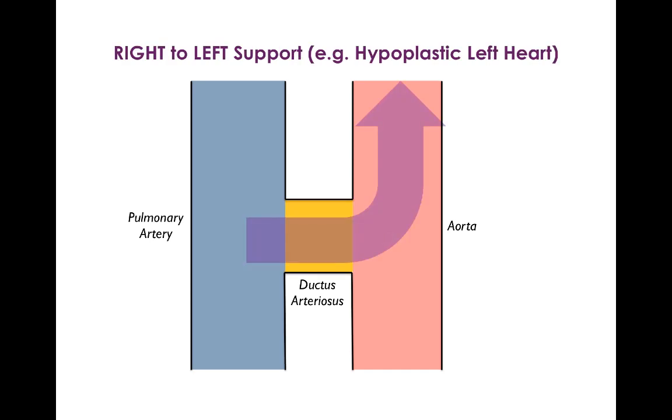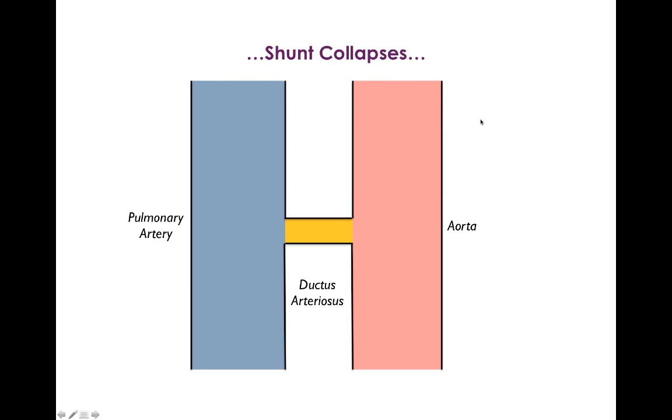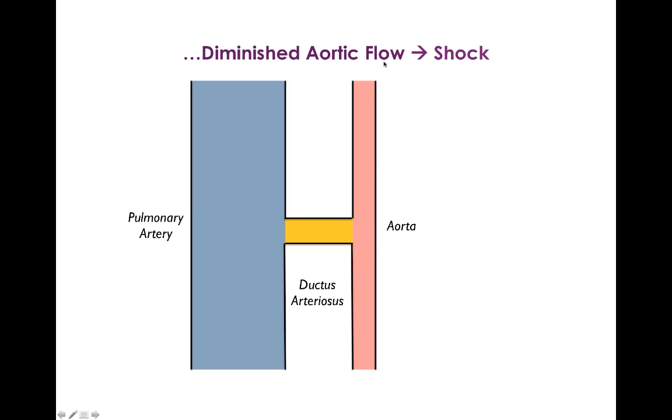So now let's discuss right to left support. What if someone has, for example, hypoplastic left heart syndrome? So this is an example of where there's very little, if any, blood flow out of the aortic valve to the aorta. So the only way the child can survive is by having a systemic mixture of desaturated blood into the systemic circulation. And let's say the shunt collapses. Then what happens is you have diminished aortic flow, and that can manifest as shock.